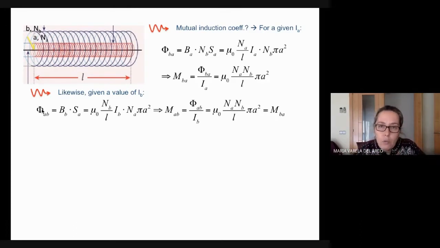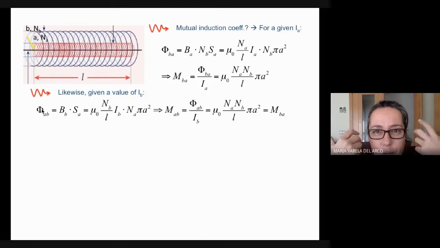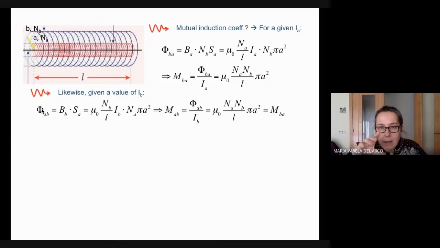In other words, what would happen if now I have an intensity IB circulating on this outer solenoid, and I wanted to see what kind of induction happens on solenoid A, the inner one. Now the primary, the inductor, is the outside solenoid, and the secondary, the induced, let's say, is the inner one, right? So now I need to calculate the flux across the surface of solenoid A because of the field generated by B. Let's call that flux AB. So that would be the field generated by B times the surface of A.